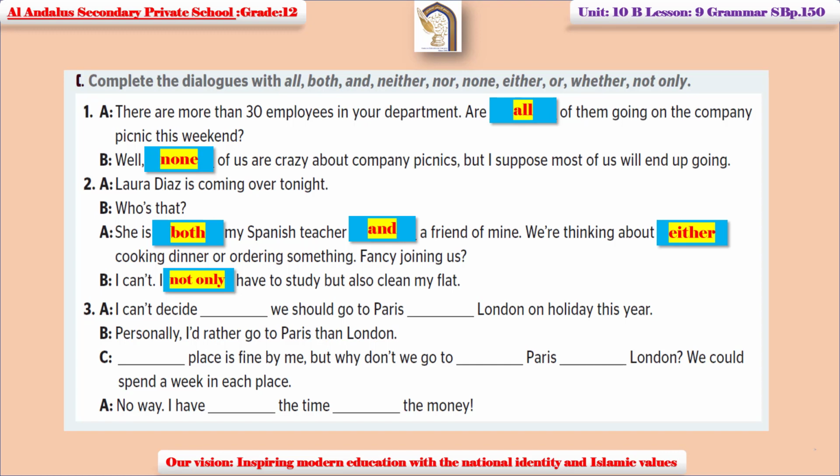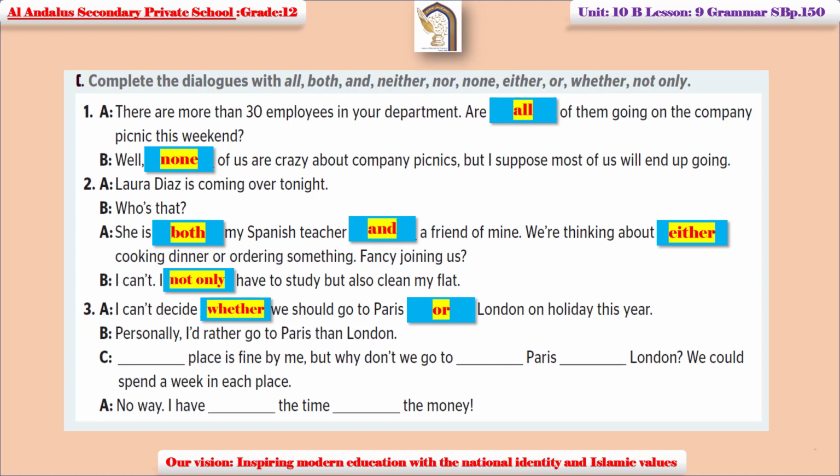This is the conversation number 3. I can't decide. Very good. When you cannot decide, we use whether. I can't decide whether we should go to Paris or London. That's right. Correct answer. I can't decide whether we should go to Paris or London on holiday this year.